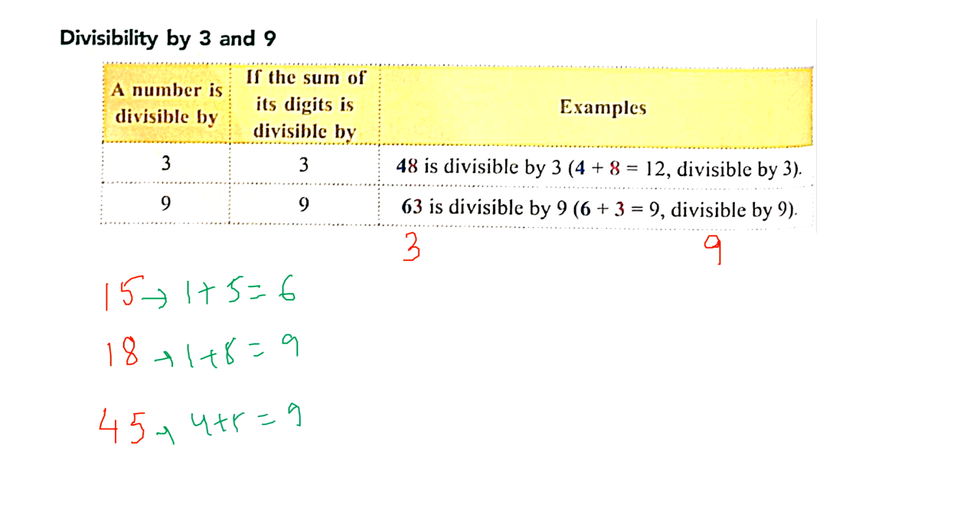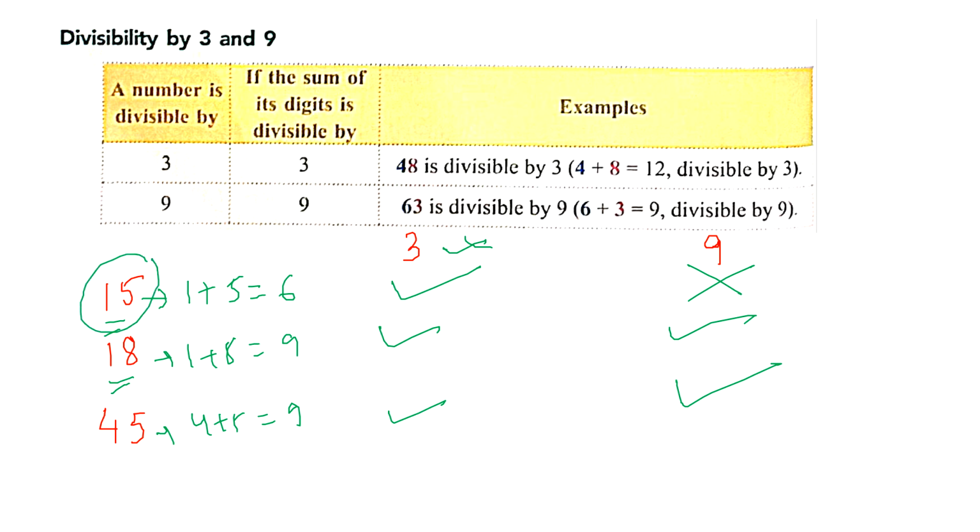Now you see in the case of 15, it is 6. 6 is in the table of 3, so it's divisible by 3. But 6 is not in the table of 9, so it is not divisible by 9. Now look at 18 and 45. These are divisible by both 3 and 9. So you have to understand any number which is divisible by 9 is automatically divisible by 3. But any number which is divisible by 3 may not be divisible by 9.